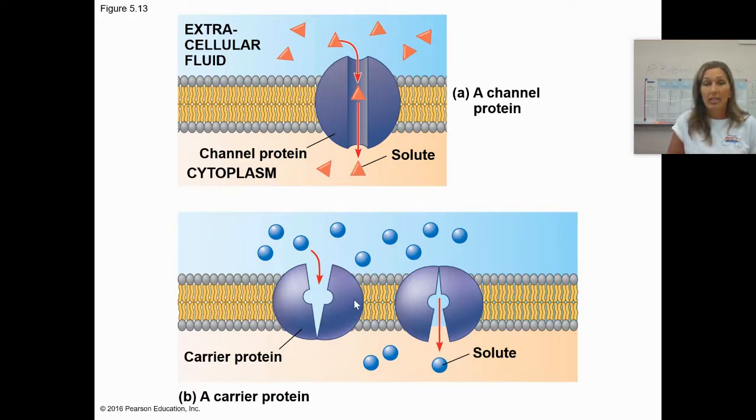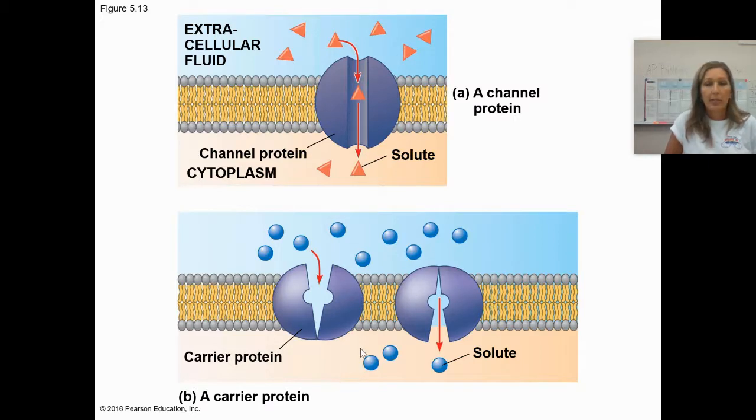Here's a carrier protein. It's just a different shape. They look to me like garbage cans that have a little flippy lid on them. So whenever the solute particle actually hits that carrier protein, it now opens up and helps that get through. But it's facilitated diffusion. Again, there is no energy required, and molecules are still moving from their area of high concentration to areas of lower concentration is what's happening here.